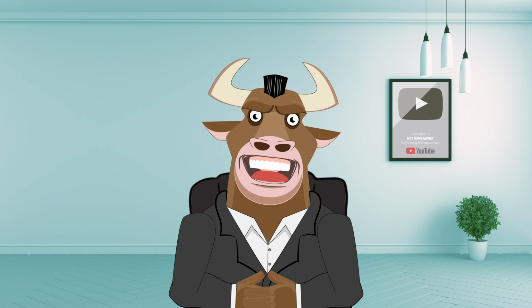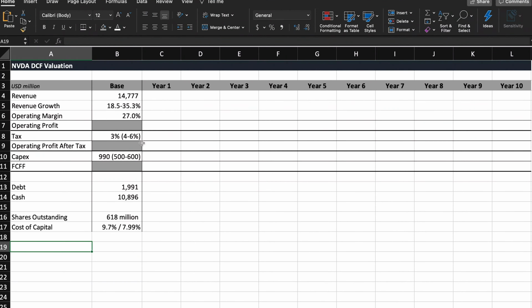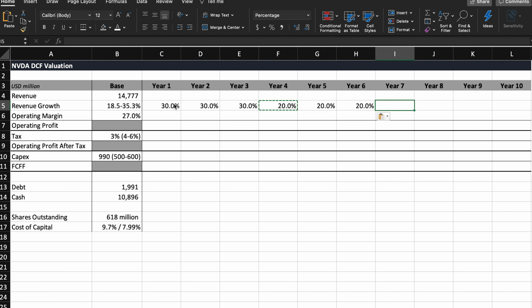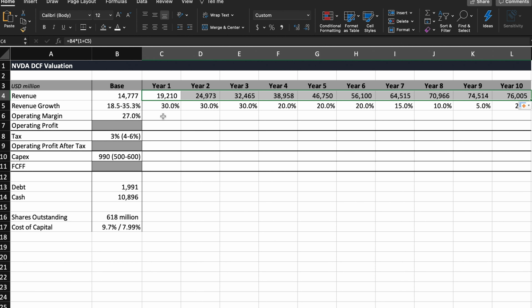Okay, so we've gathered our base data. Now we need to start making some assumptions. With the DCF model, I always like to forecast 10 years ahead. I know it's impossible to forecast that far out with any level of certainty, but this is kind of how a DCF valuation works. I'm going to assume a revenue growth rate of 30% for the next 3 years, 20% for the 3 years after that, before it falls down gradually to a mature 2% growth in 10 years.